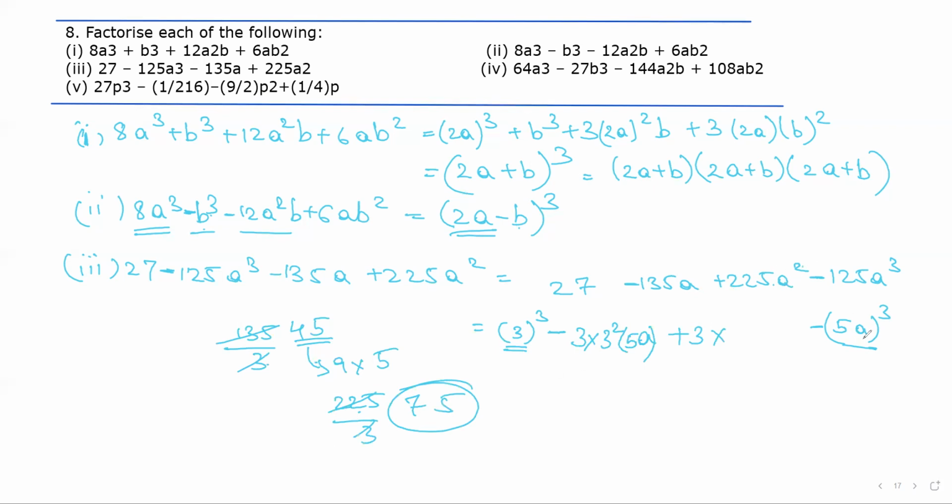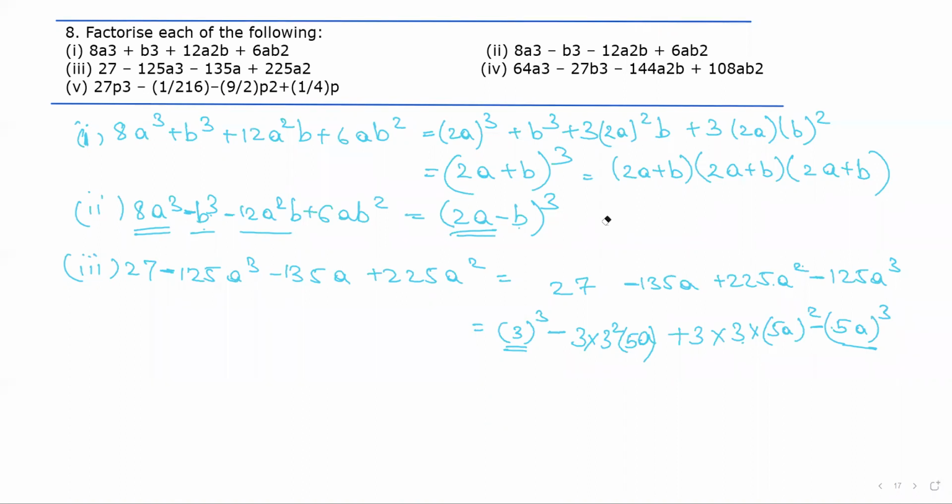This is a square, so you should have 5a whole square, which is 25a square. You should have something like this multiplied by 3, and 75 can be represented as 3 into 25. So this is 3 into 3, which is your first term, into 5a whole square. So this can be written as first term minus 5a last term whole cube.